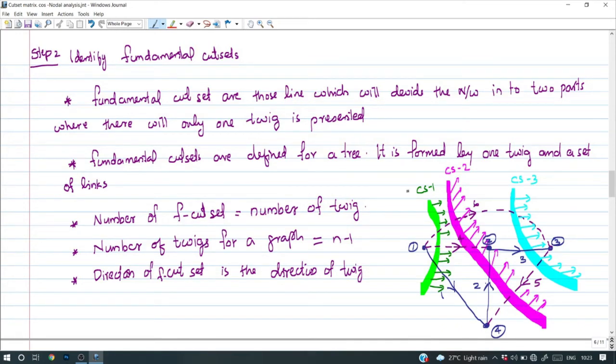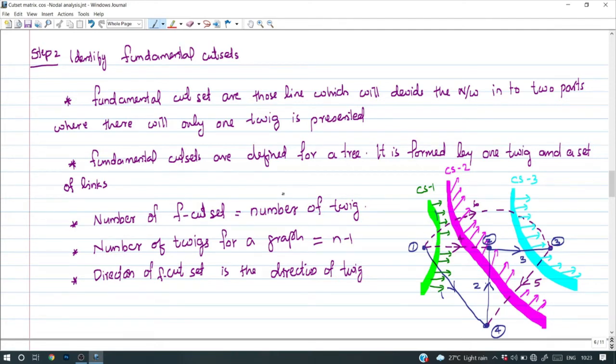What is the next step? Step 2 is to identify the fundamental cut sets. Fundamental cut sets are those lines which divide the network into two parts where only one twig is present. So when we are considering this cut set 1, this green line, we can see that only one blue line is available. One blue line means only one twig is available. So if in a cut set line there is only one twig and the remaining branches are links, then that is a fundamental cut set.